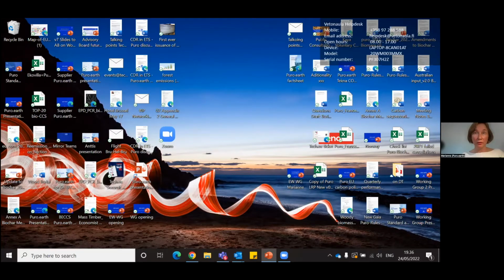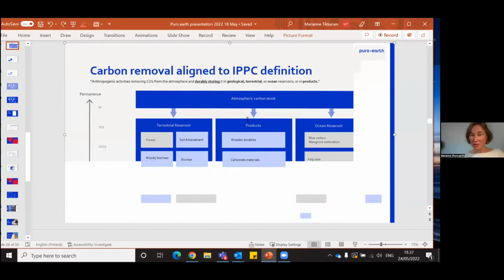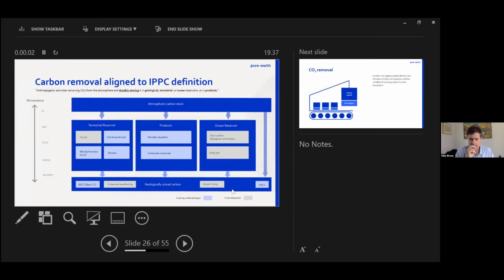Am I sharing or not? You're sharing your desktop. Okay. I am trying to share this, but not. Now we see. Thank you. Yeah, but then it goes into this format. Display settings and swap to the presenter.